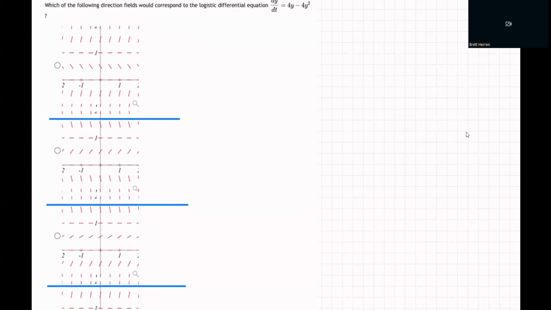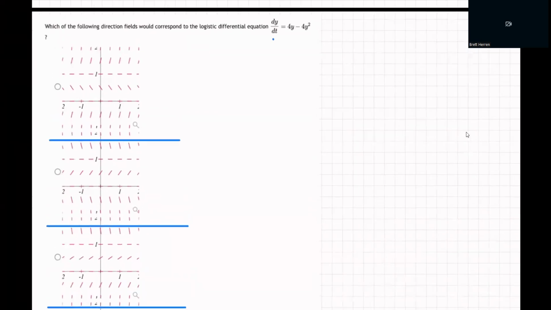All right. So anyway, how are we gonna do this? Well, remember this means slope, right? So dy dt, derivative, slope equals 4y minus what? Just think about it that way. dy dt is slope.